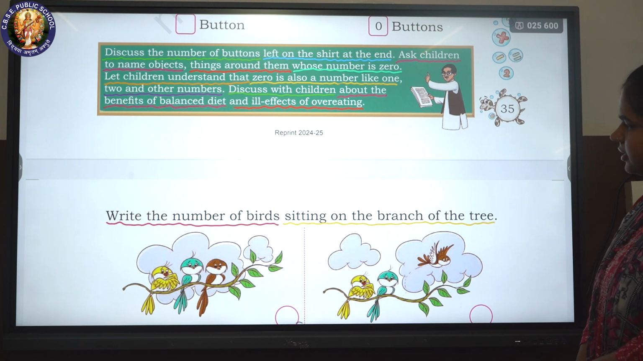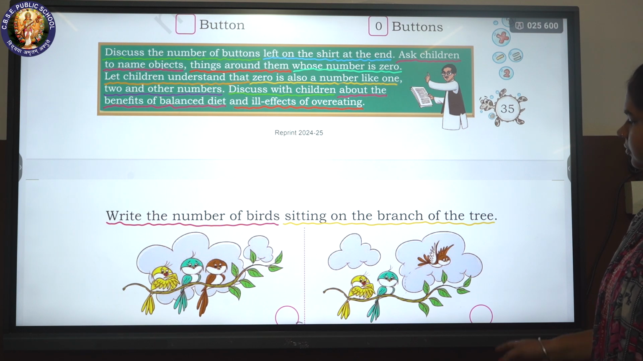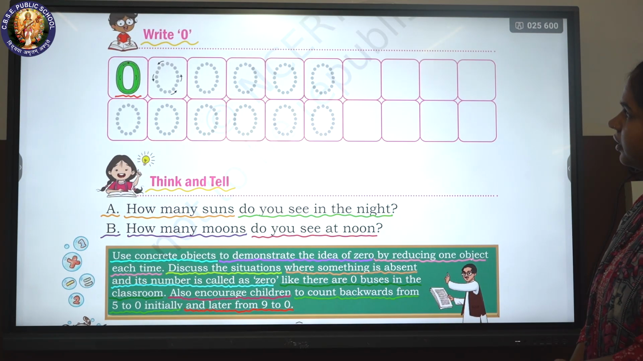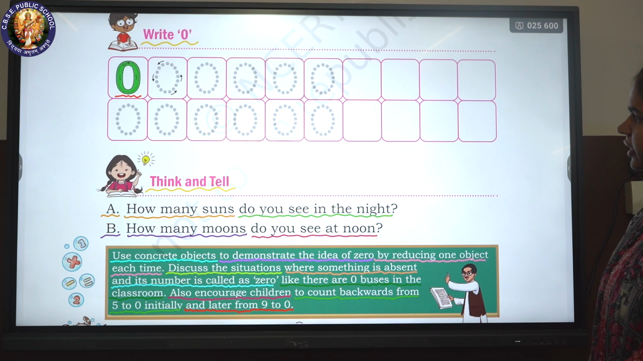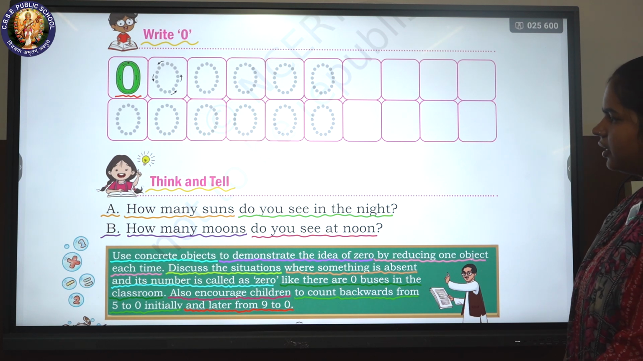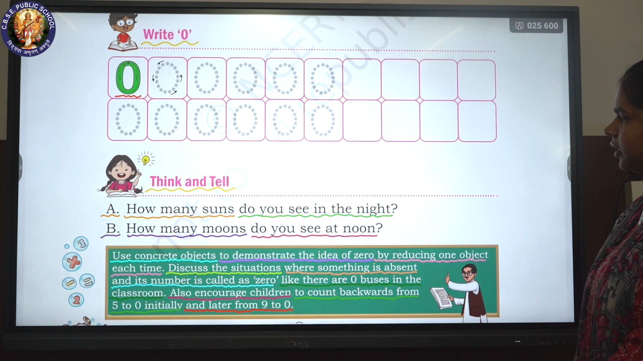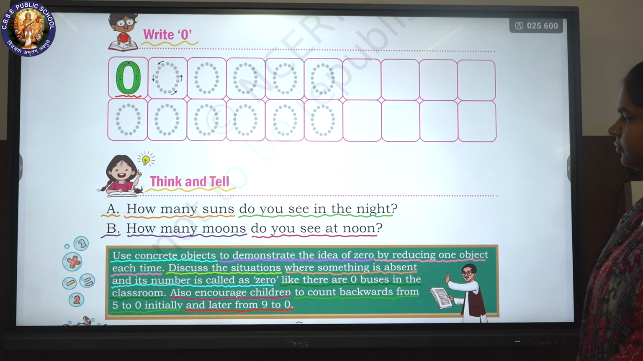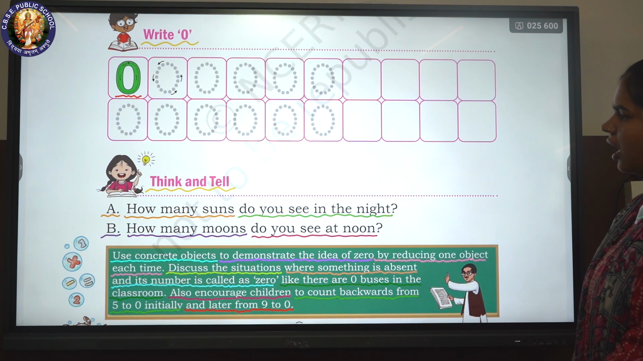Write the number of birds sitting on the branch of the tree. Write 0. Think and tell. A. How many suns do you see in the night? B. How many moons do you see at noon?